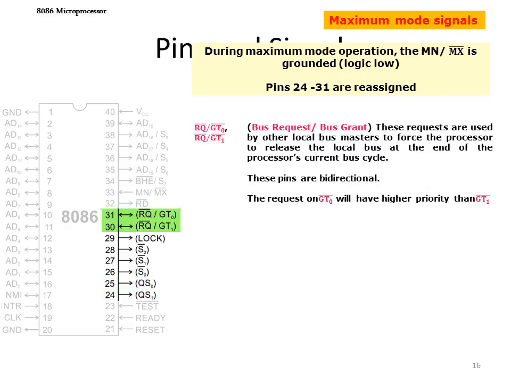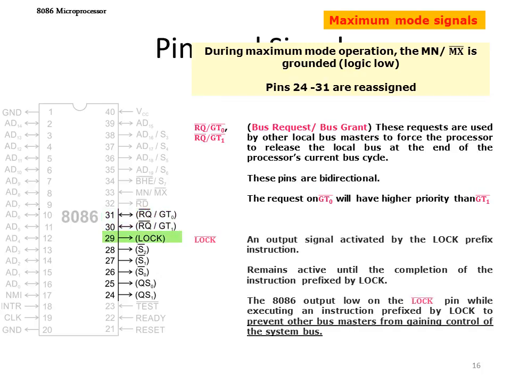RQ/GT bar are bus request and bus grant signals. These are used by the other local bus master to force the processor to release the local bus at the end of the processor's current bus cycle. These pins are bidirectional. The request on GT0 will have higher priority than GT1.